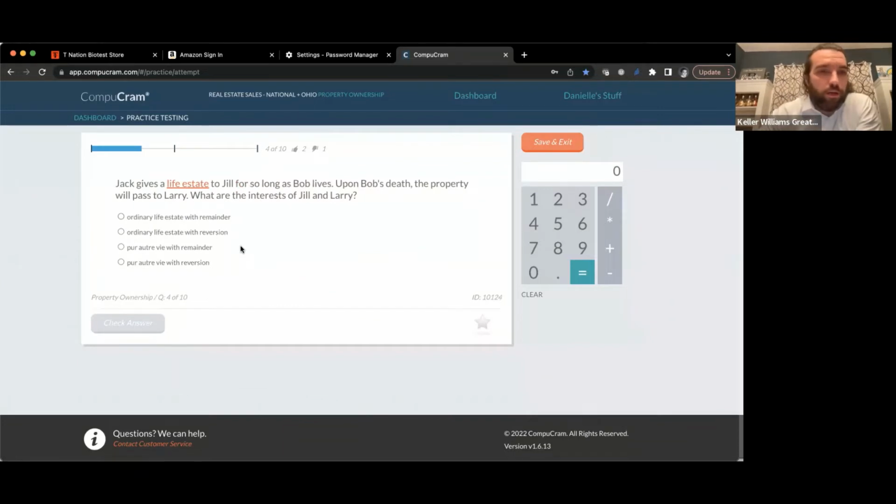Question number 4. Jack gives a life estate to Jill for so long as Bob lives. Upon Bob's death, the property will pass to Larry. What are the interests of Jill and Larry? Is it A, an ordinary life estate with remainder, B, an ordinary life estate with reversion, C, pur autre vie with remainder, or D, pur autre vie with reversion?